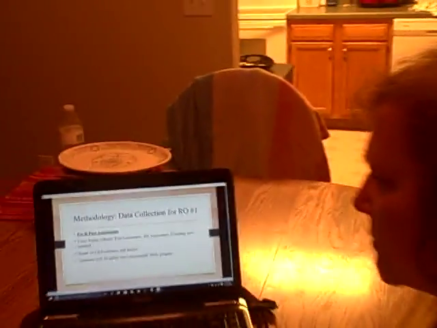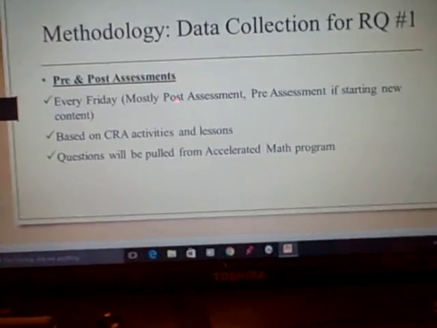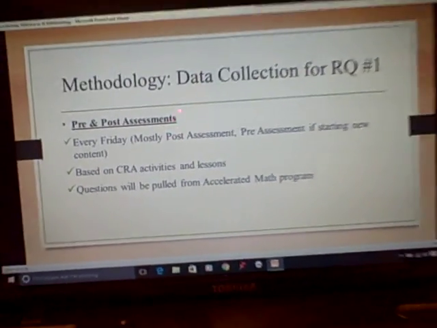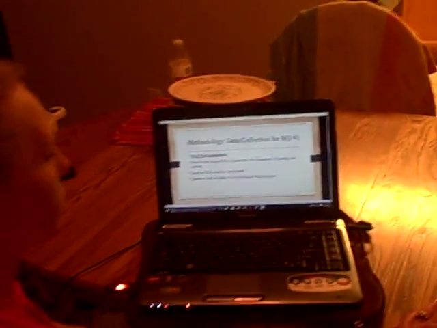The pre and post assessments are going to be given every Friday. Those are mostly post assessments. There's not a pre-assessment given every Friday, only if we start new content.